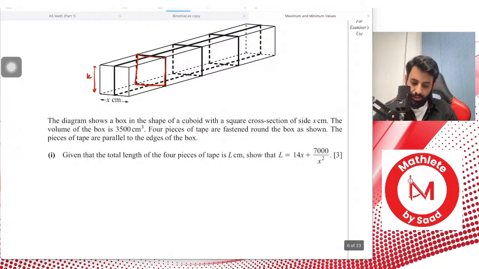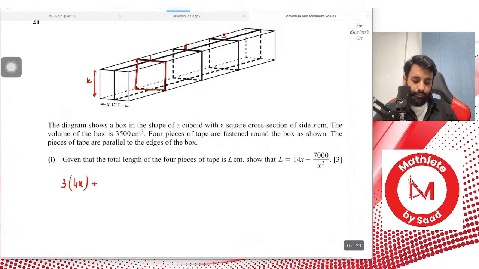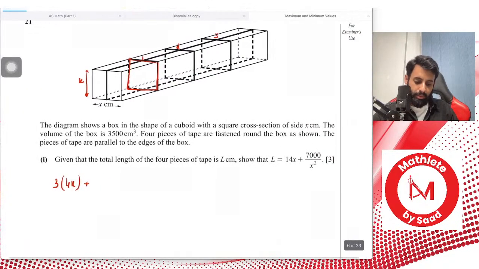Okay, 4x. That's the correct answer. Good job. So you have 4x. Now, how many of these do we have? So we have 1, 2, 3. Okay, so we have 3 of these. So we're going to multiply that by 3. Remember, what we're looking for is the total length of the tape that's used. Okay, so that's equal to what? That's equal to 12x.